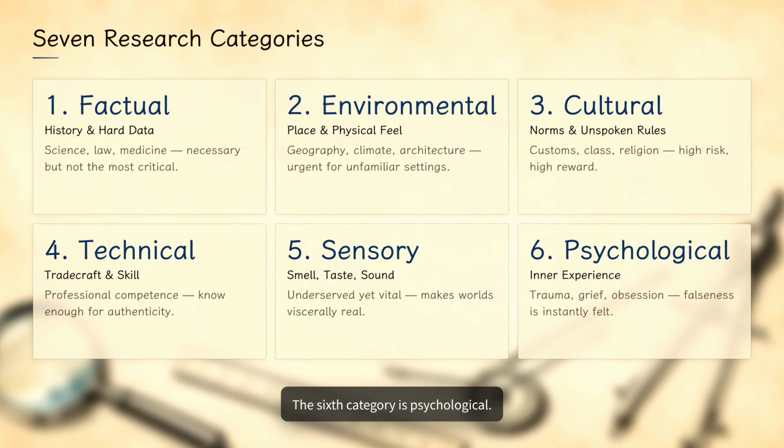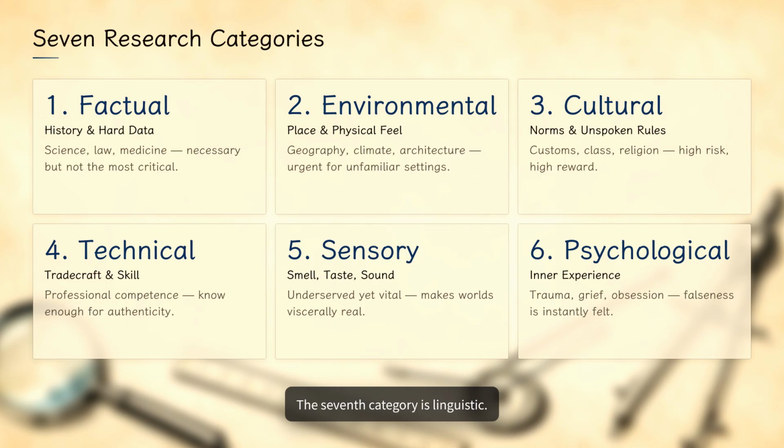The sixth category is psychological. The interior landscape of trauma, mental illness, grief, addiction, obsession. Fiction that enters a character's psychological reality without adequate research produces the most immediately recognizable falseness. It reads like someone describing a condition from the outside, instead of living it from the inside.